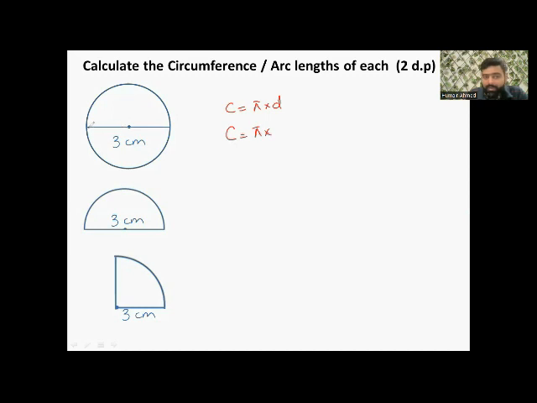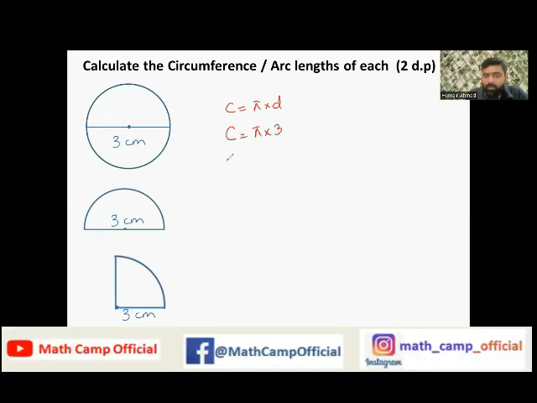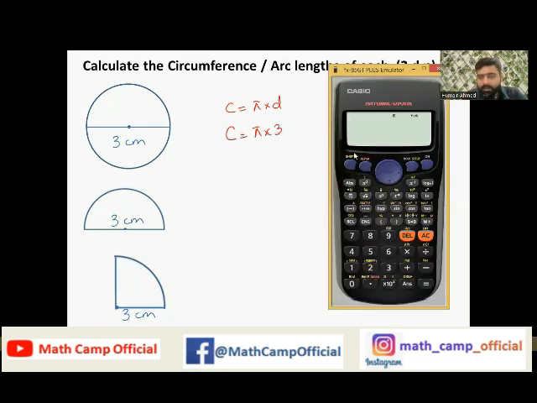Now diameter is a line that passes through the center, but both ends of that line should be on the circumference of a circle. So this is 3. Now it will be C equals pi times 3. In the calculator, keep in mind that you need to use shift and this pi sign. So you will get the pi sign here. Then times 3 equals. Then to convert this number, you have to use this S to D button. You will press it, so you will get your answer.